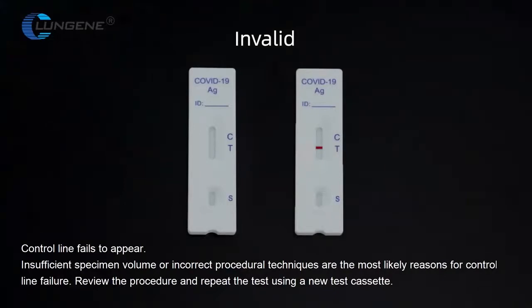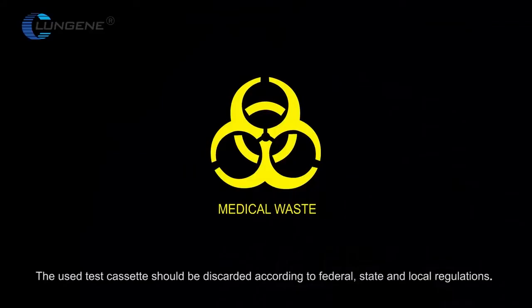Insufficient specimen volume or incorrect procedure techniques are the most likely reason for control line failure. Review the procedure and repeat the test using a new test cassette. The used test cassette should be discarded according to federal, state, and local regulations.